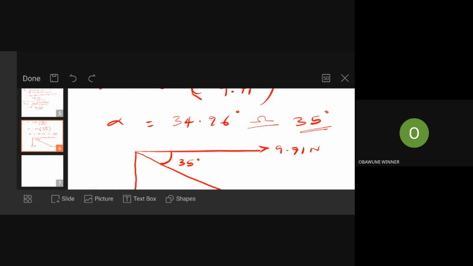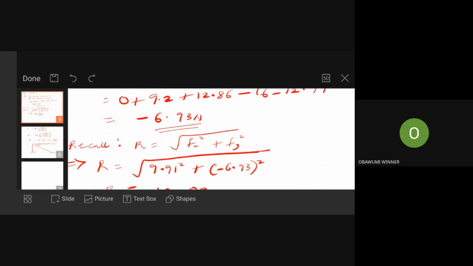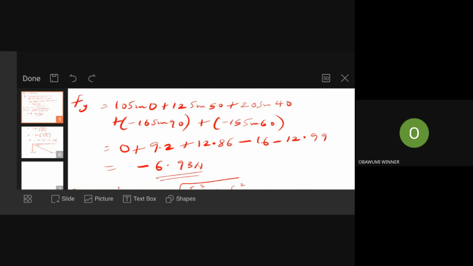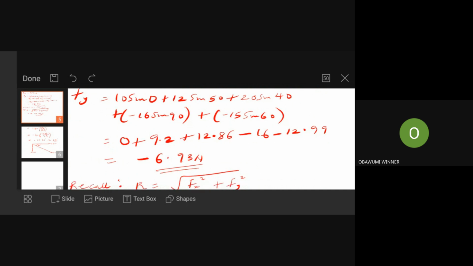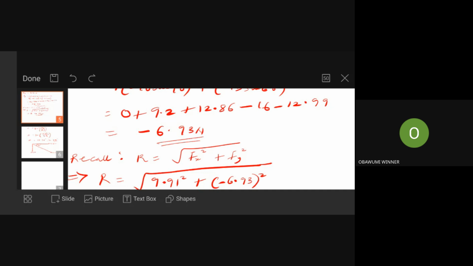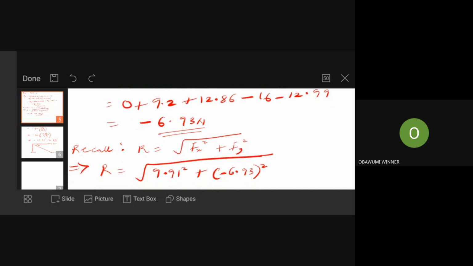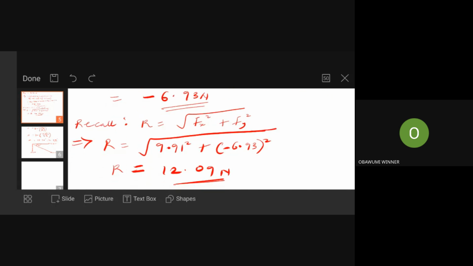And that was what we did, and we arrived at this point. All right, so everything we added up became minus 6.93 Newton. And afterward, we found the resultant force by simply taking the square root of the sum of the squares of those individual components. And that's how we got that the square root, which is the resultant force, became 12.09 Newton.